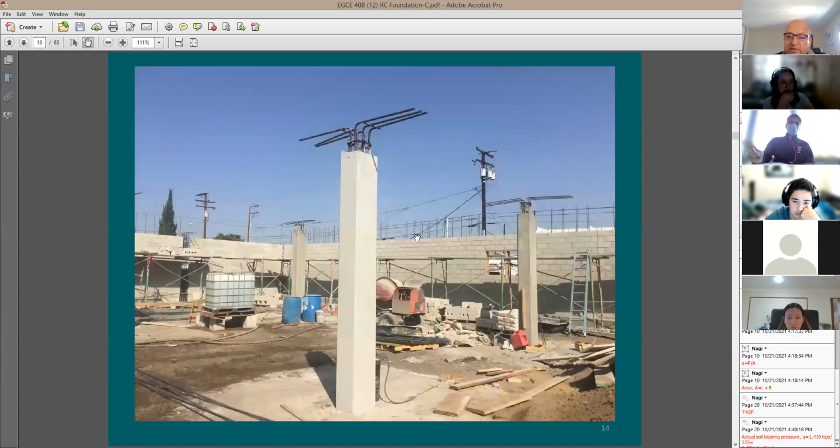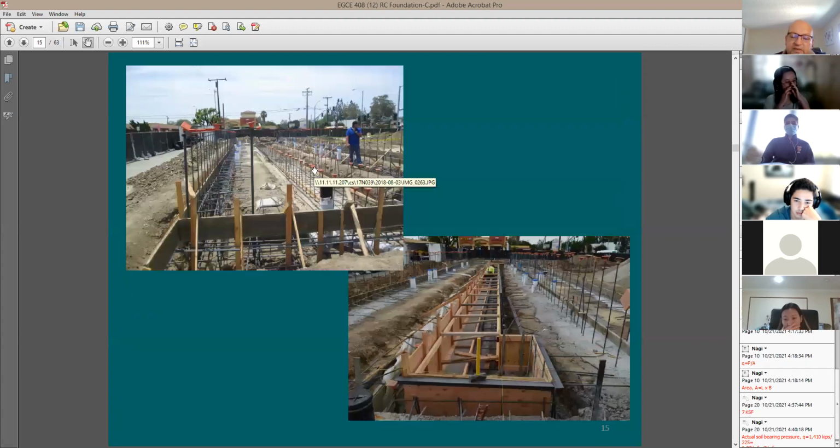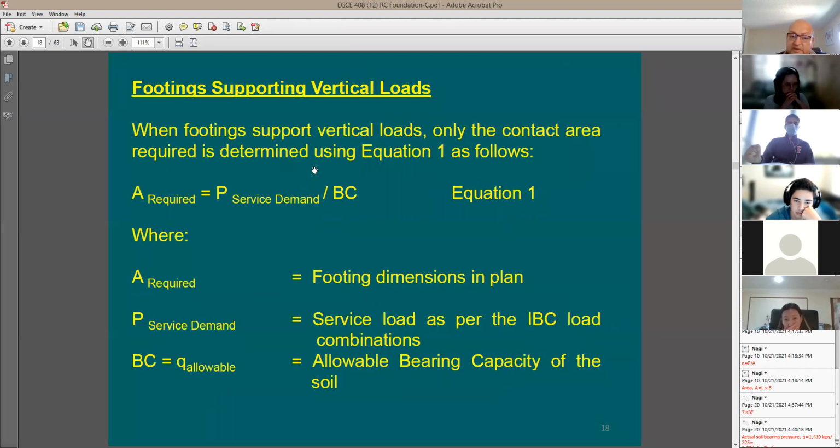Let me take you back here to the slide that I put some notes in. So you have two types again of design, ASD and the strength design. ASD is going to be just to come up with the footing size. And actually what you're doing here, you are designing the soil based on the soil value. But when you design the reinforcing and the footing thickness, you need to do the strength design, which means we're going to be using factored loads, right? It's okay. Because this is very good, right?